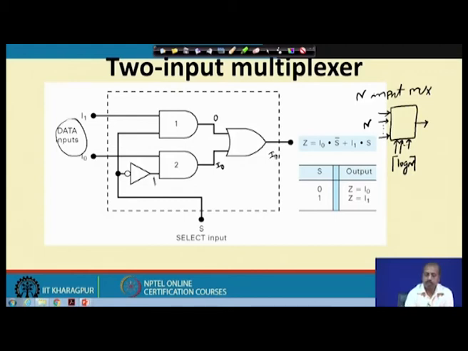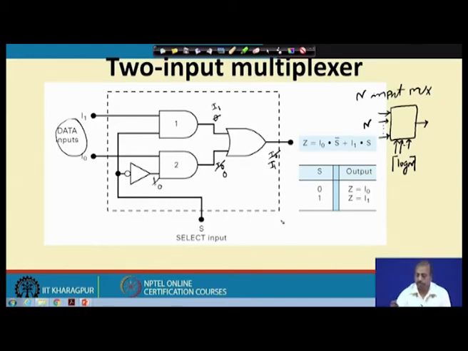So, when s equal to 0, I am getting I0, and when s equal to 1, what happens? Here I will get I1, since 1 will come here and this input is 0. As a result, I will get a 0 at this point. They will be ORed and I will get I1. So, when s equal to 0, the input I0 is transferred to the output Z, and when s equal to 1, the input I1 is transferred to output Z. So, the functionality that I am realizing is Z equal to I0 s bar plus I1 s. Okay. So, this is the basic multiplexer functionality.